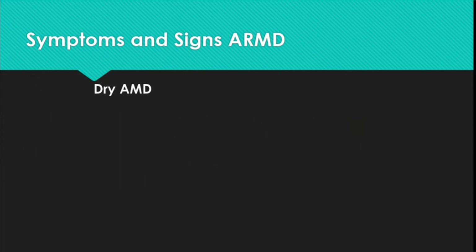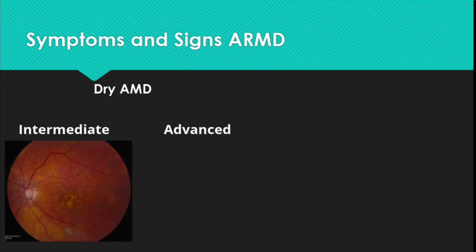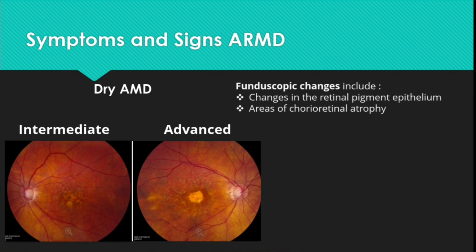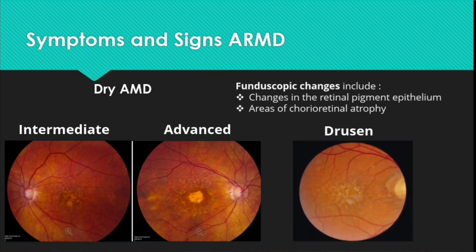Right, so these are the ophthalmological findings of intermediate versus advanced dry AMD. All right, so this is the intermediate form, and this is the advanced stage where you see those geographic atrophy. And also there is a drusen sign, right? These yellow deposits. So these are the main findings: the changes in the retinal pigment epithelium, and you find the areas of chorioretinal atrophy.